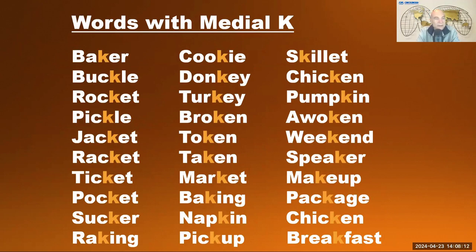Rocket. There was a pickle in the rocket. There was a pickle in the jacket. There's a jacket in the rocket, and the pickle in the jacket in the rocket.